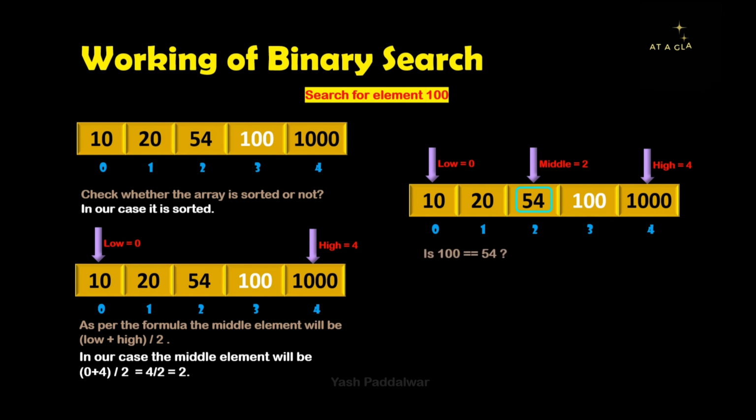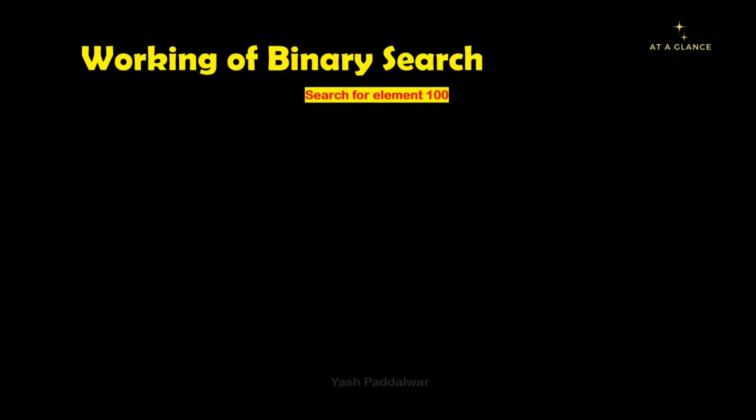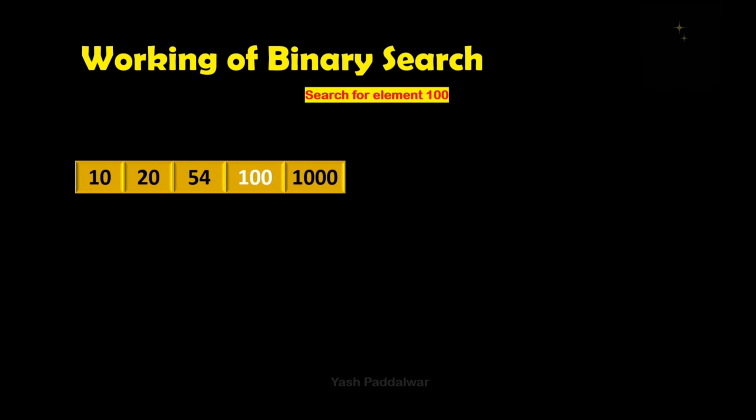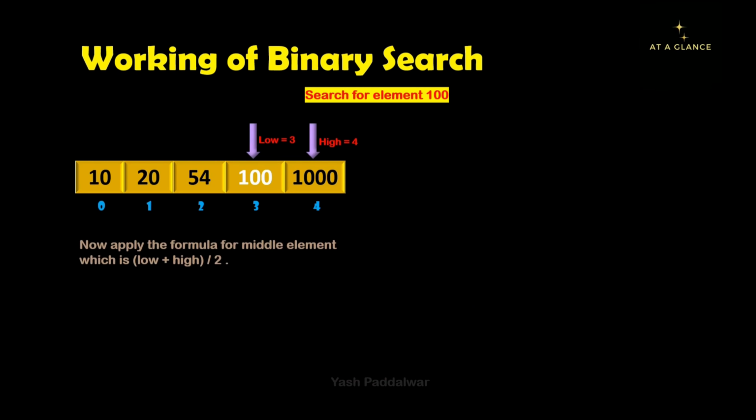Now we need to compare the middle element with the element to be searched. Here 100 is greater than 54. That means the element to be searched lies on the right hand side of the middle element. Hence we will make low as middle plus 1th position. Since middle element's position was 2 and we have made middle plus 1th element as low, therefore low value now will be middle plus 1, which is 2 plus 1, which is 3. Now we have new low as 3 and high as 4.